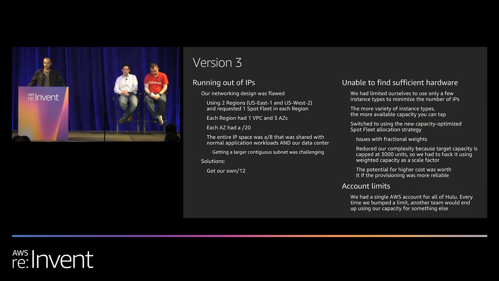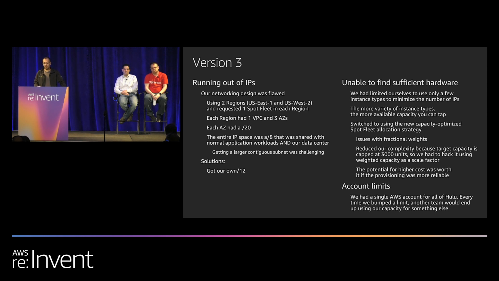Well, for the first one, running out of IPs, this was partly our own fault. What had happened is, since we were used to working in the data center, we took our data center networking design and tried to just augment AWS on top of it. So we were using 2 regions, US East 1 and US West 2, and we were requesting 1 Spot fleet in each region. And for context, each region had 1 VPC with 3 AZs, and each AZ had a /20.